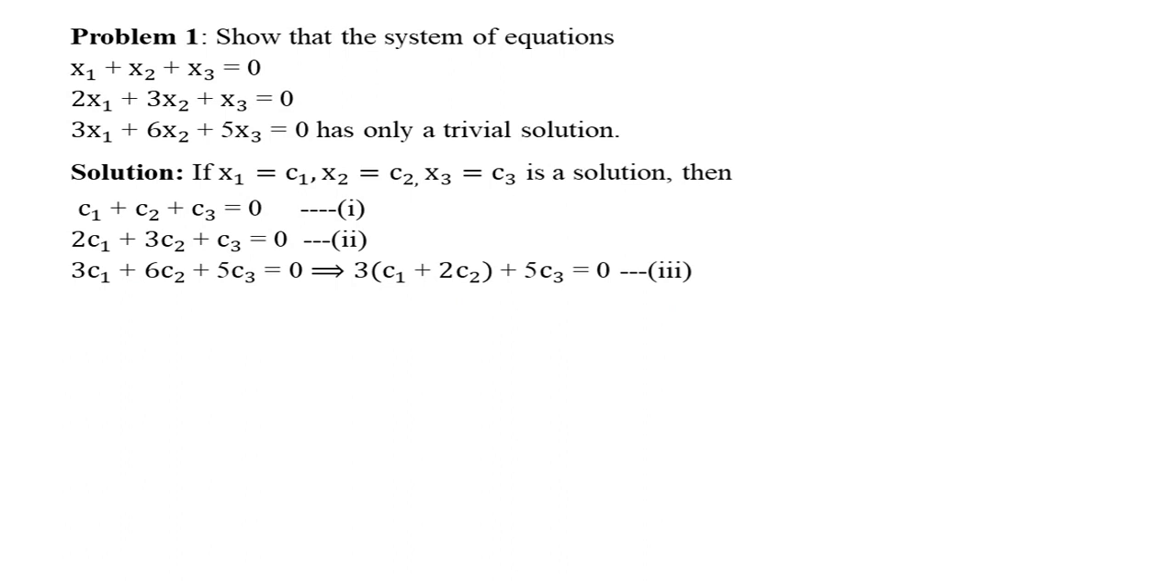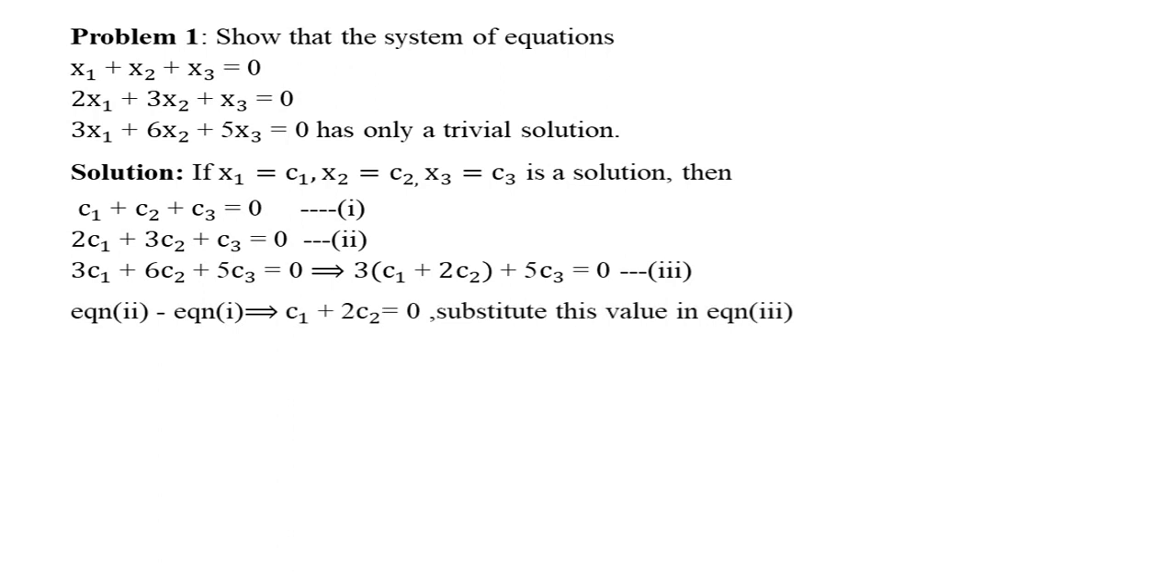Next we have to find the values of c1, c2 and c3. For that, we subtract equation 1 from equation 2. That is, equation 2 minus equation 1 gives: 2c1 minus c1, that is c1, 3c2 minus c2, that is 2c2, and c3 and c3 cancel each other, 0 minus 0 is 0. So we get the new equation c1 plus 2c2 equal to 0.